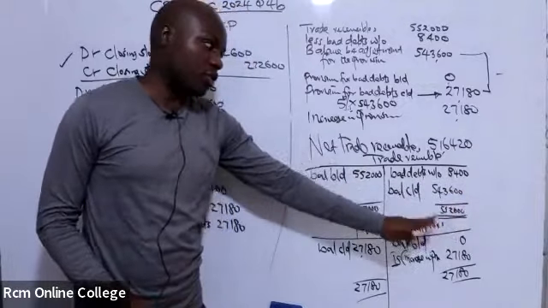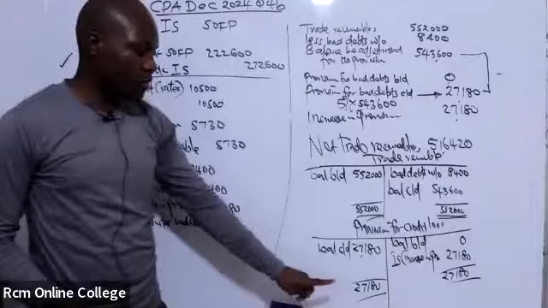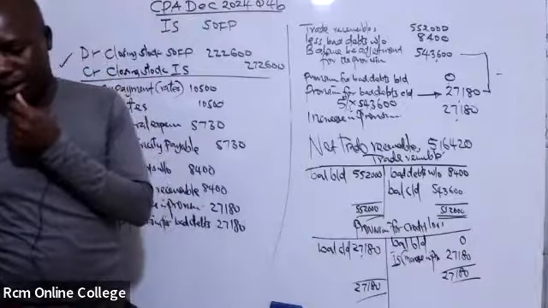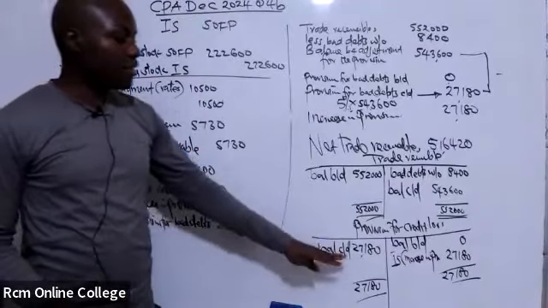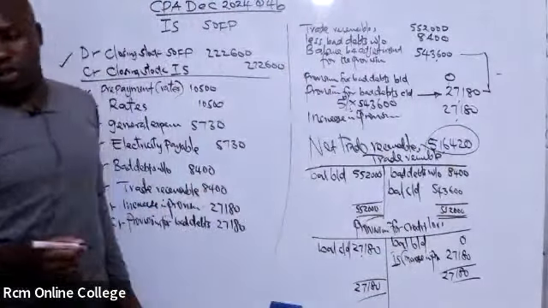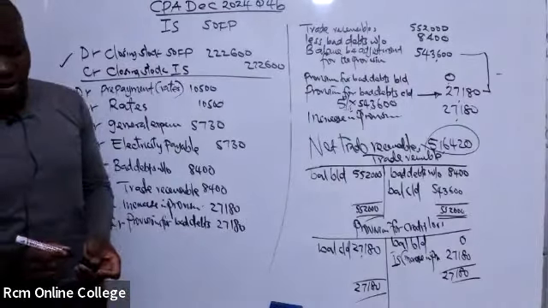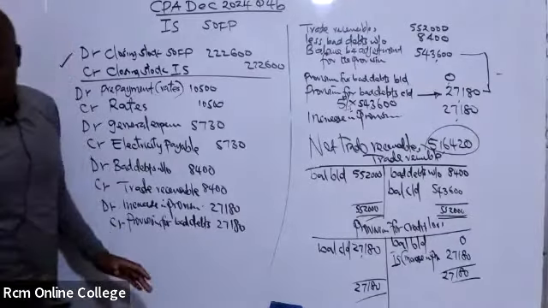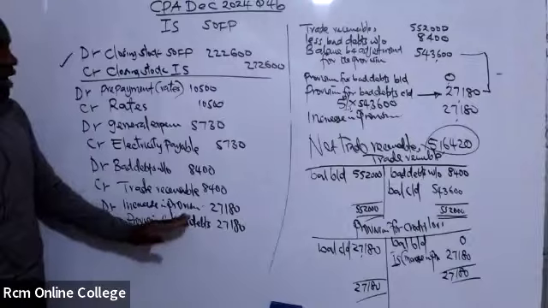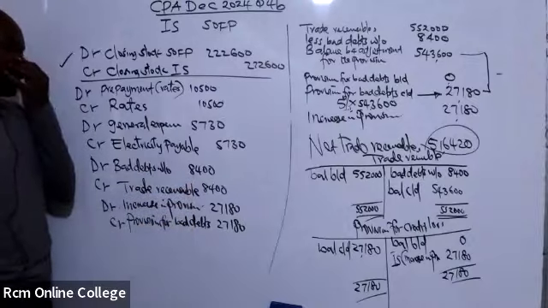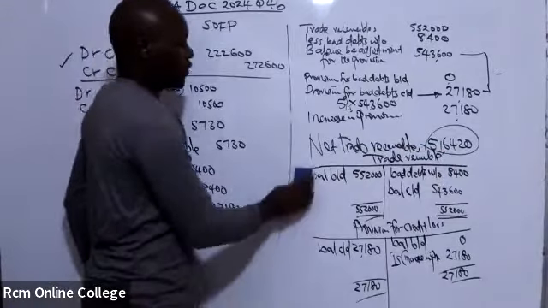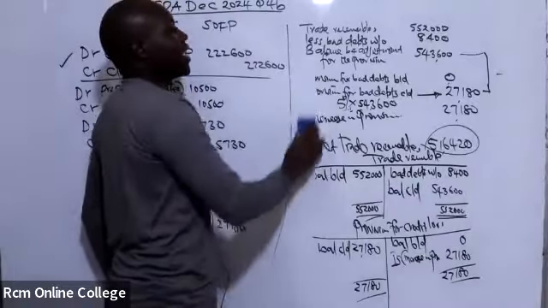So let's get the net amount. 543,600 minus 27,180. The balance carried down. Is it true that that approach will take us to the same net trade receivables of 516,420? Is it true? Thank you. So that is how we do account for the increase in provision for bad debts, and that's how we get our net trade receivables that will go to the statement of financial position under current assets.